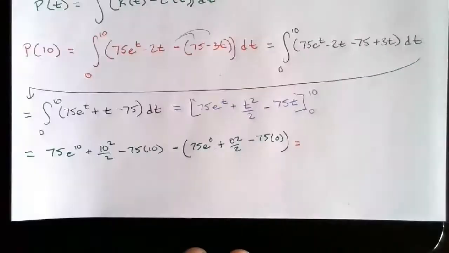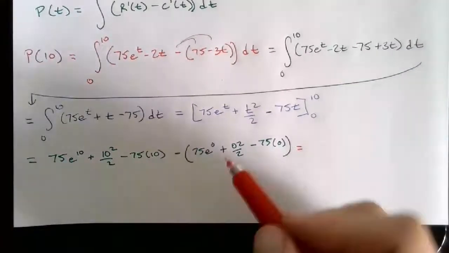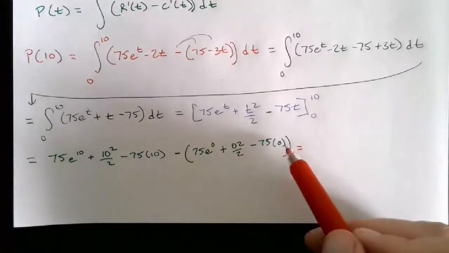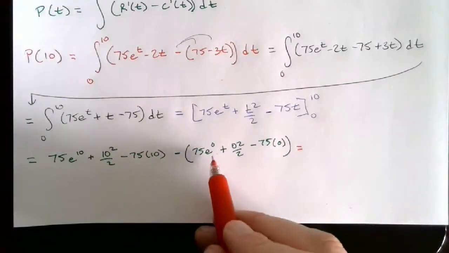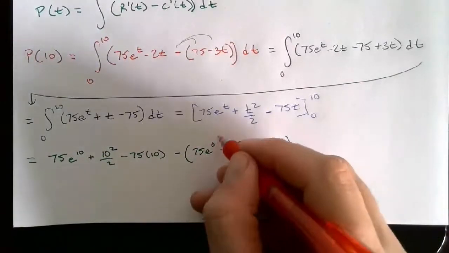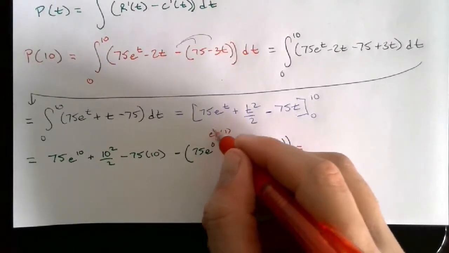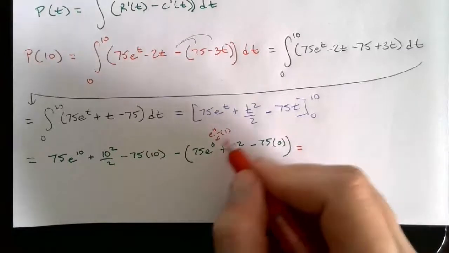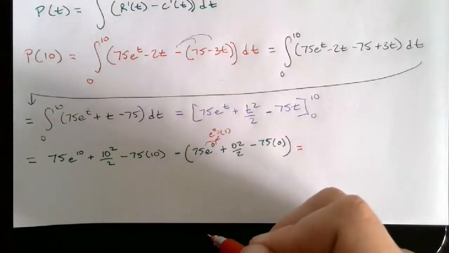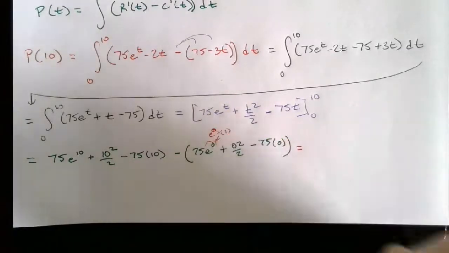Let's talk about what this equals. First off, sometimes people just cancel this out because they subbed in 0. You can't in this case. You have 75 e to the 0. Remember, e to the 0 is 1, right? e to the 0 equals 1. So this is really 75 times 1 here, which will make that a 75.